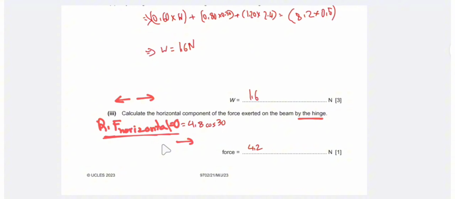That means the force on the right is equal to the force on the left, and the force on the right we have calculated as 4.2 Newton. So the force on the left must be 4.2 Newton. So the force by the hinge is acting on the left and is 4.2 Newton. So we need to find only the magnitude. So this is 4.2 Newton.